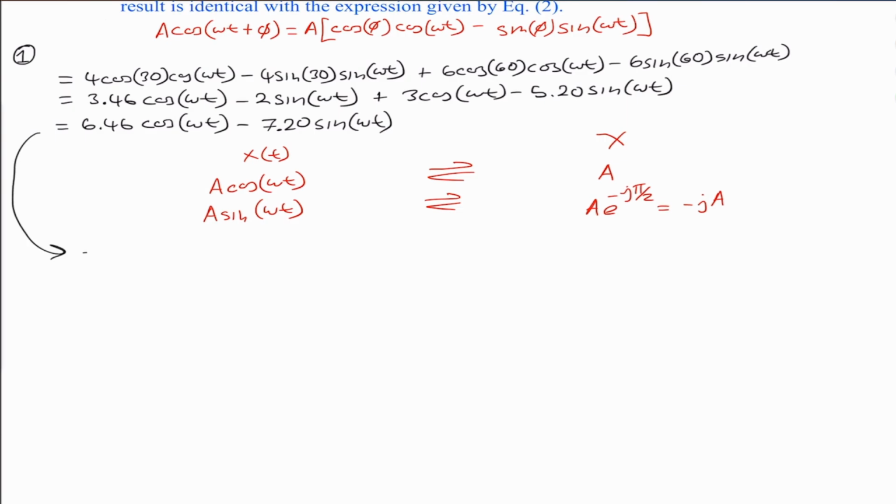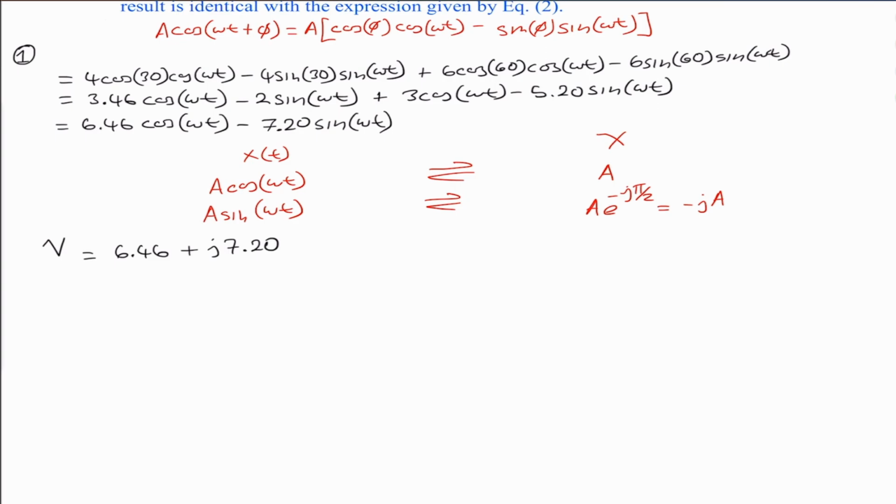So we're down here. The 6.46 cosine omega t in the phasor domain is A, which is basically the coefficient, so we include 6.46. Then we have a minus 7.20, and in the phasor domain we have a minus j times A, so that comes out to a positive j 7.20. Here we have our expression in the phasor domain.